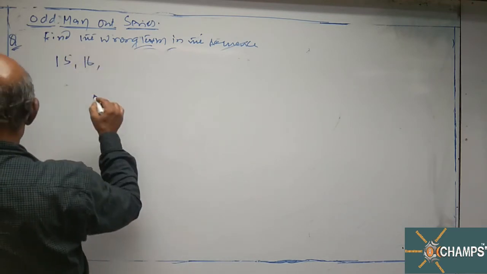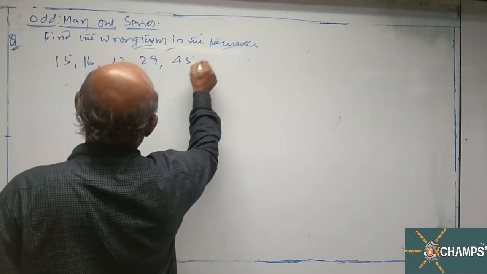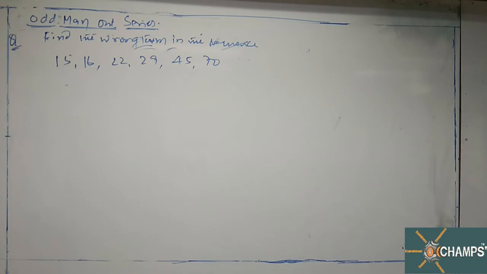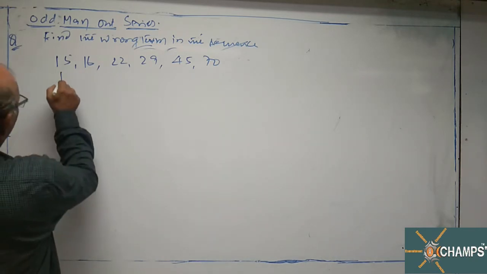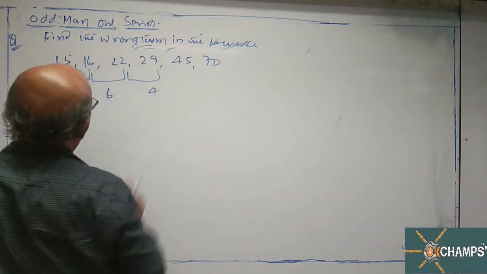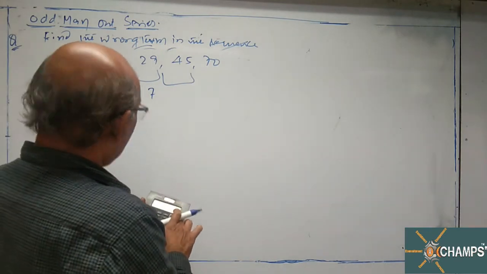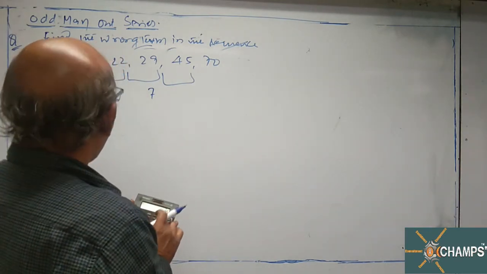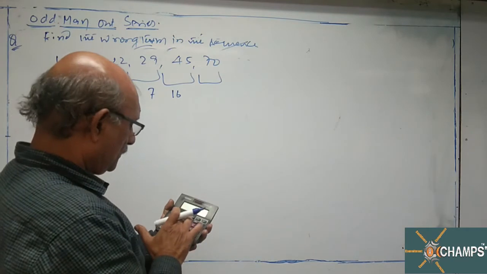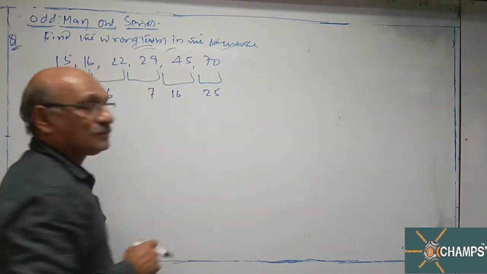15, 16, 22, 29, 45, 70. Now the difference of this is 1, this is 6, this is 7. 45 minus 29, this is 16. 70 minus 45, this is 25.